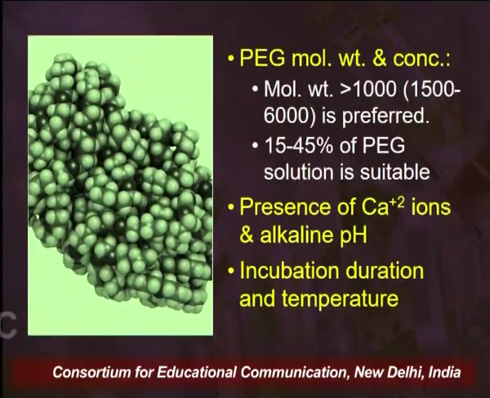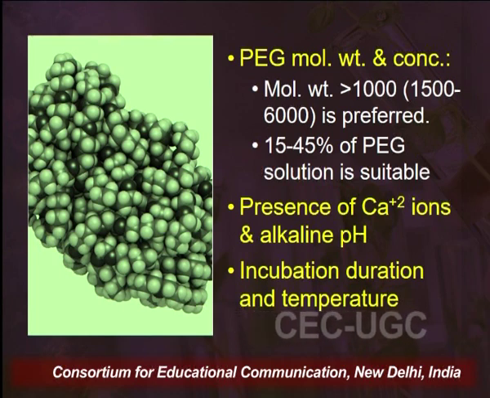Molecular weight of polyethylene glycol as well as its concentration also plays an important role. As we discussed, the protoplasts were dipped in a PEG solution having a molecular weight of 1500 to 6000, which is normally the preferred molecular weight range for PEG, because this helps in the formation of a chain between the two protoplasts. Further, a 15 to 45% concentration of PEG solution is found to be more suitable.